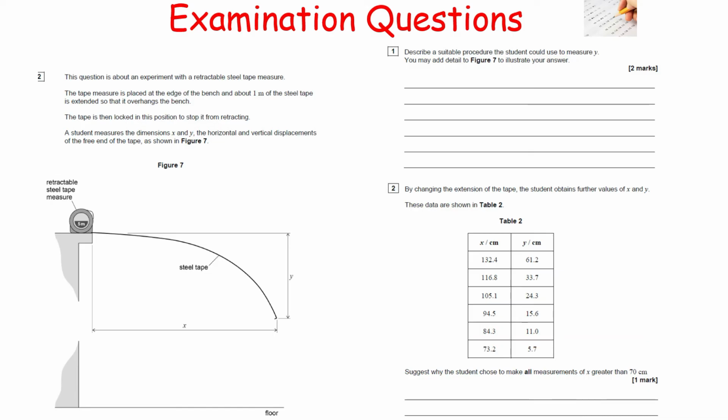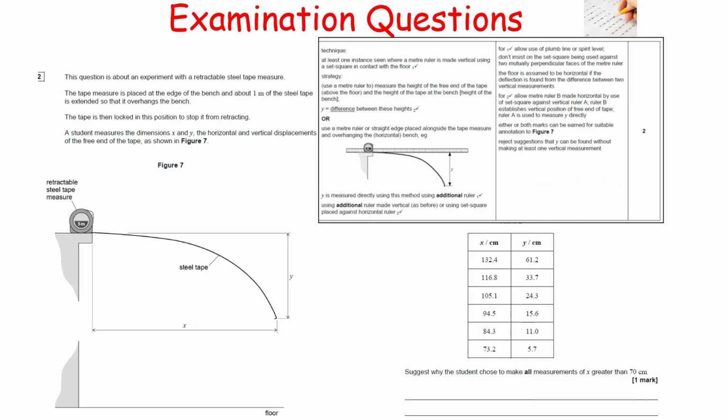Right, for this question you're just going to consider the information and think about how you can get an accurate value of y. So the technique you would use is a meter ruler made vertical with a set square in contact with the floor to ensure that the ruler is vertical. You would then measure the height from the free end of the tape to the height of the tape above the bench, and y is the difference in these heights. Or you could use a meter ruler or a straight edge along the actual bench, and then use an additional ruler to measure the difference between that and the end of the tape. But you've also got to always think, how can you make your ruler vertical? So you've always got to talk about making them vertical by using a set square.